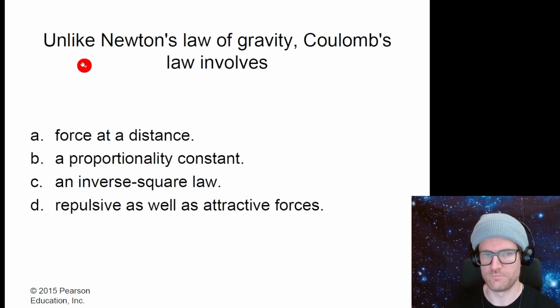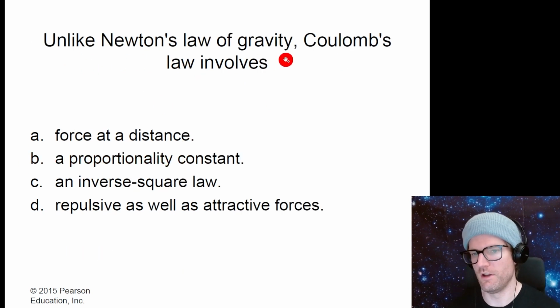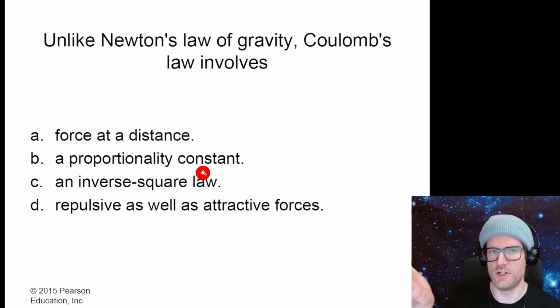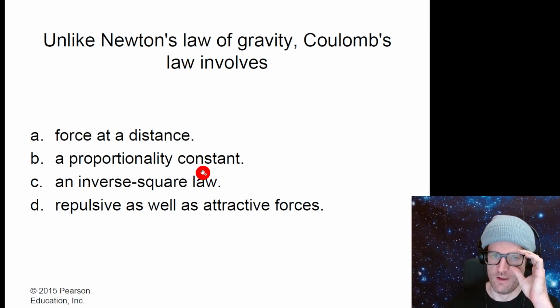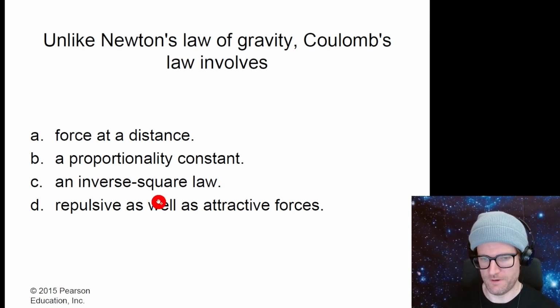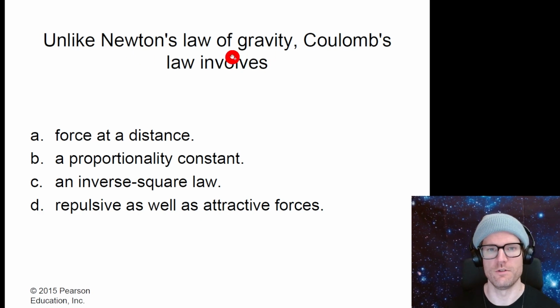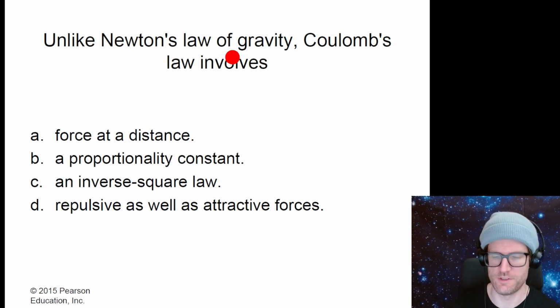Okay. Unlike Newton's law of gravity, Coulomb's law involves force at a distance, so does gravity. A proportionality constant, one has G, one has K, so they both have that. Inverse square law, they both have that. Repulsive as well as attractive forces, that's the answer. Because Newton's law of gravity only has attractive forces. Coulomb's law has both repulsive and attractive forces depending on the charges.